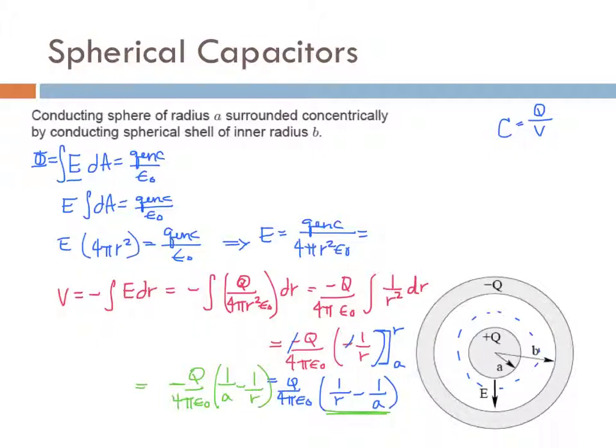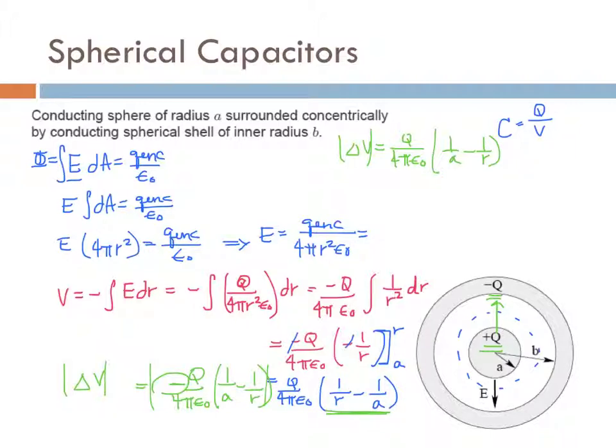Now this makes sense, because for the potential difference between a positive charge and a negative charge, we know our potential decreases as we move from positive to negative. It makes sense that we should get a negative value. But again, all we're concerned about are magnitudes here. So that means our potential difference is going to be Q over 4 pi epsilon naught times 1 over a minus 1 over r.